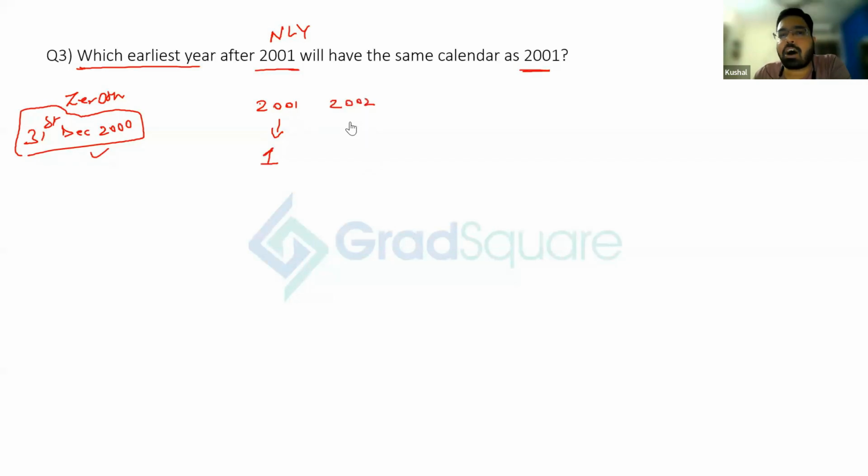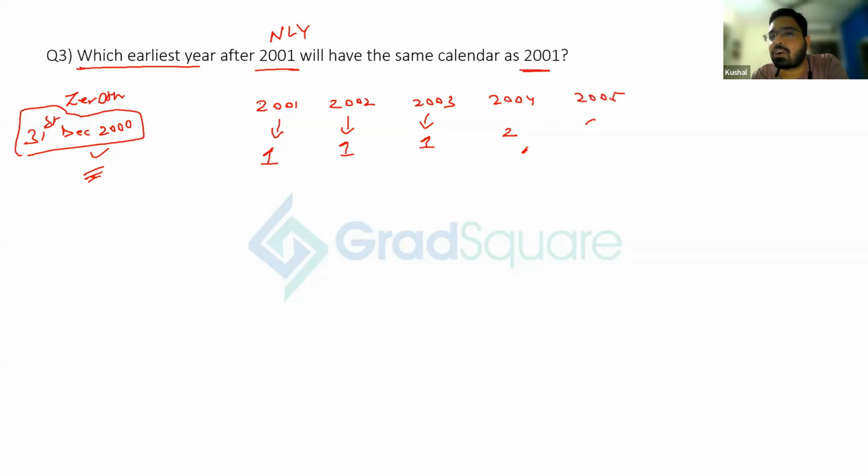2002 will have how many odd days? One. 2003 will have how many odd days? One. 2004 will have how many odd days? Two. If I go all the way up to 2004, I will realize it is talking about 5 odd days. So 2004 is not ending on the same day as that of my zeroth day, correct? That means 2005 will not start the same as 2001, correct? So that is why I'm trying to bring a zero ultimately over here. So this is 1, 2, 3, 4, 5.